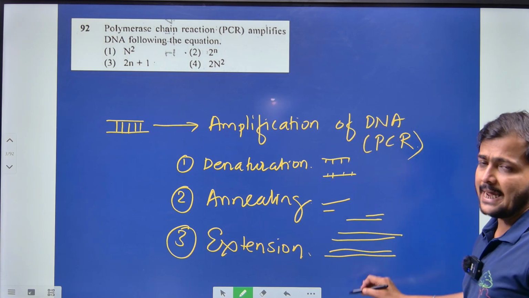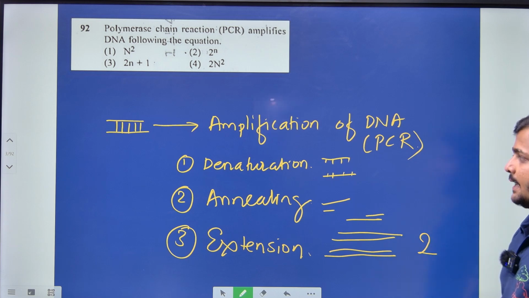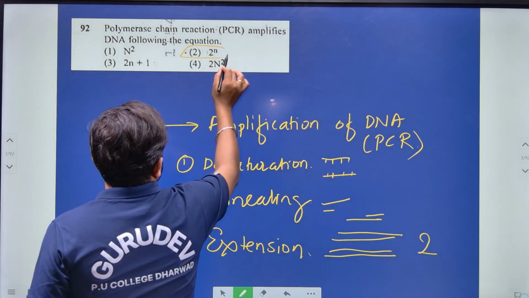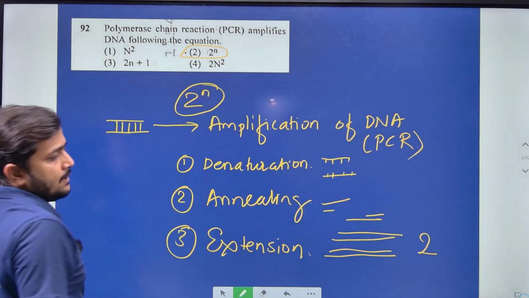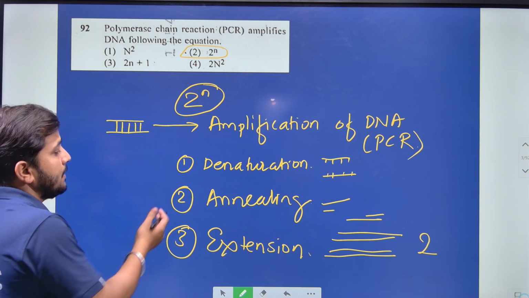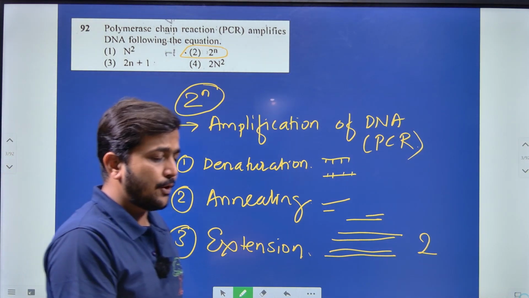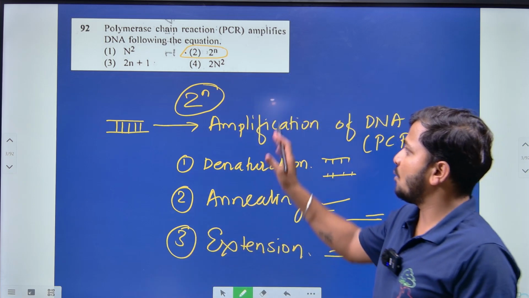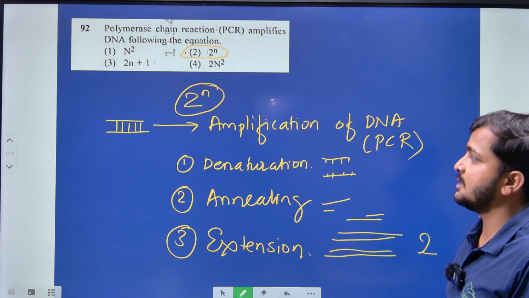So with one cycle I'm going to get two copies of the DNA, from 1 to 2. So obviously I'm going to use the formula 2 raised to n, right? The formula I'm going to use is 2 raised to n, and that will give me the million. After the completion of 30 cycles, I'm going to get million copies of the same DNA, right?